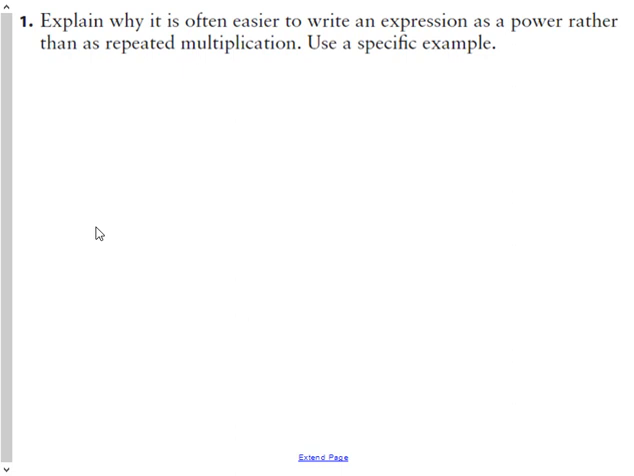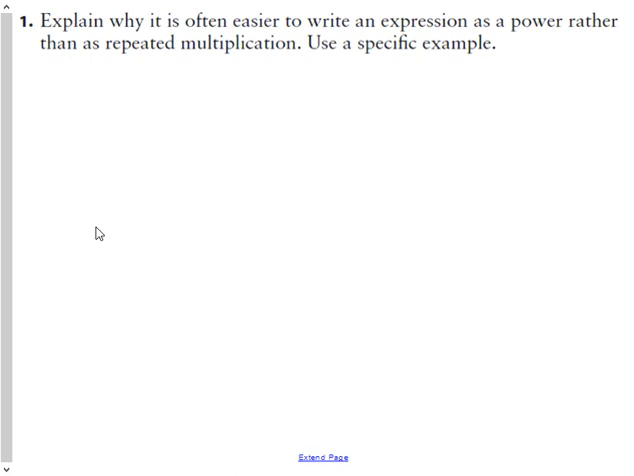This is section 3.1 from the grade 9 textbook Math Links. This is exponents and exploring the meaning of exponential form. Question 1 says, why is it often easier to write an expression as a power rather than repeated multiplication?